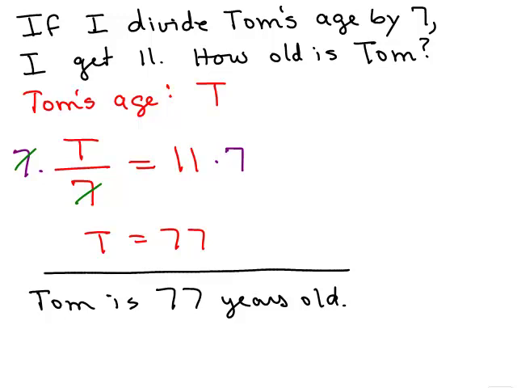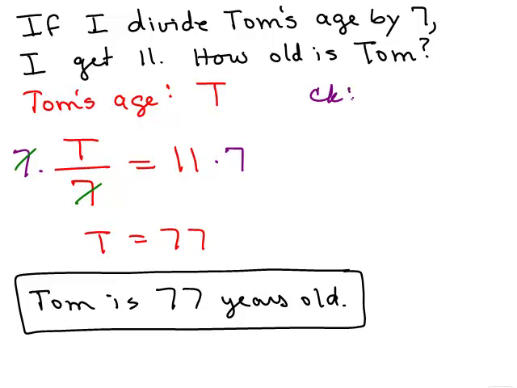And of course we want to check it. All right, so if I take Tom's age, which is 77, and if I divide by 7, that's what it said. So we have to read the problem carefully. If I divide it by 7, well, what's 77 divided by 7? It's 11. So yes, it does check out. When I divide it by 7, I get 11. I think that was tricky doing a problem with 7s and 11s in it.